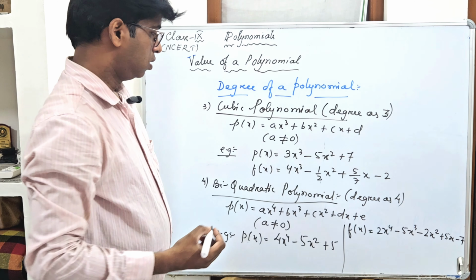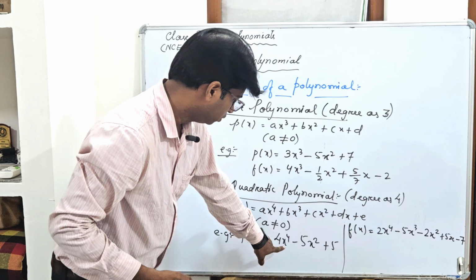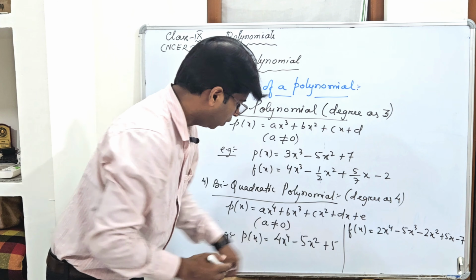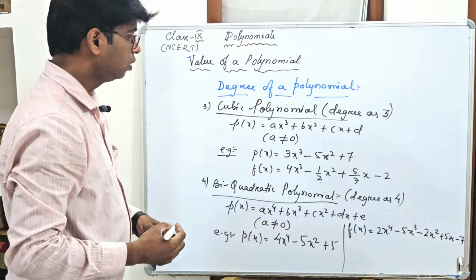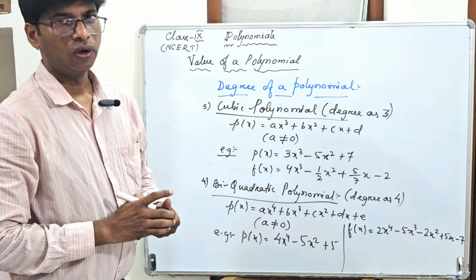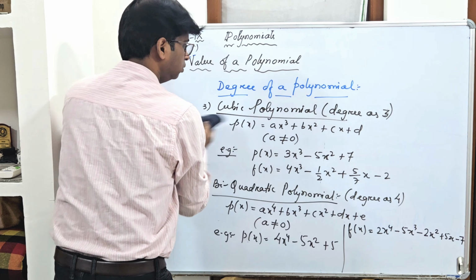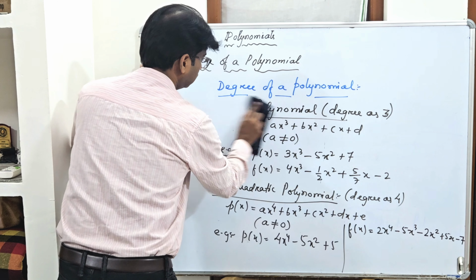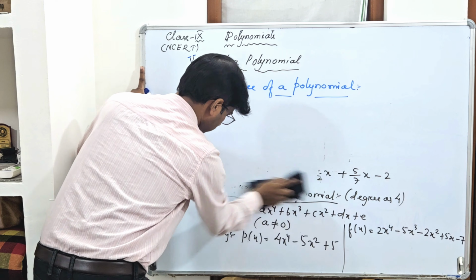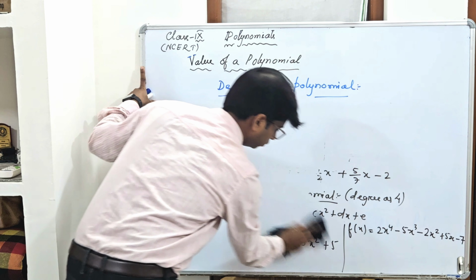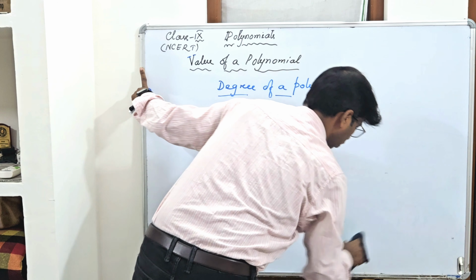You can see this is also a bi-quadratic polynomial because in these two examples the highest power of the variable is 4. That's why it is a fourth degree polynomial, or we can say a bi-quadratic polynomial. Okay, so let us go to another polynomial which has a degree, can you guess? Degree 0. So what can be the name of that polynomial? The name of the polynomial is a constant polynomial.